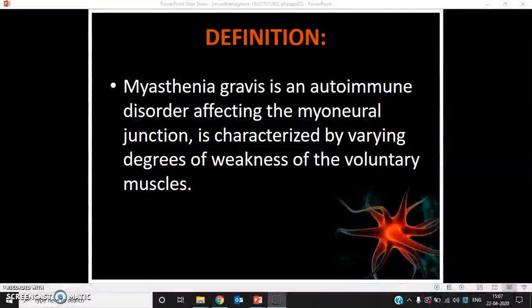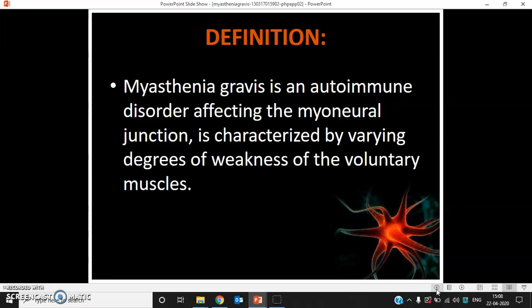What do you mean by myasthenia gravis? I'll tell you. Myasthenia gravis is an autoimmune disorder affecting the myoneural junction, and it is characterized by varying degrees of weakness of voluntary muscles. It means that when there is a myasthenia gravis attack, there will be weakness in our voluntary muscles, like in the face, hands, or fingers.